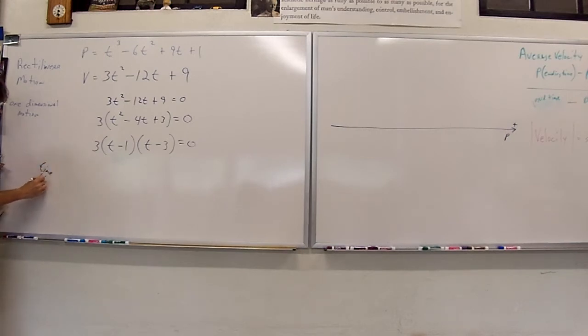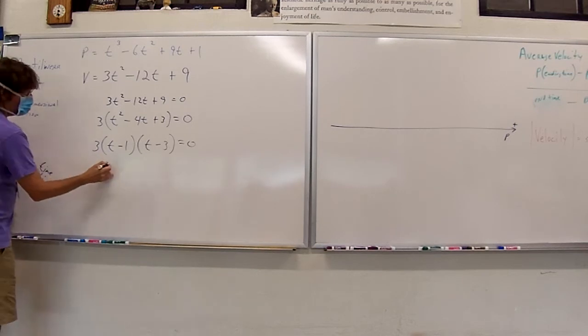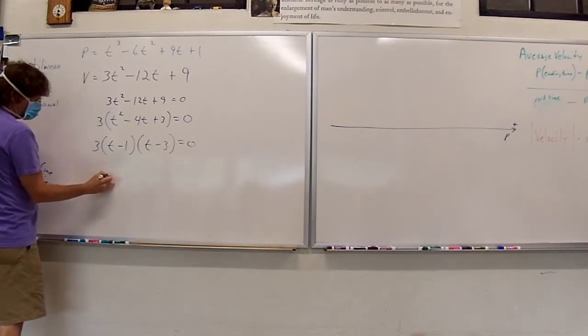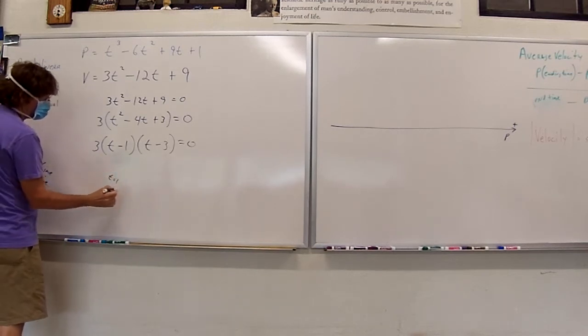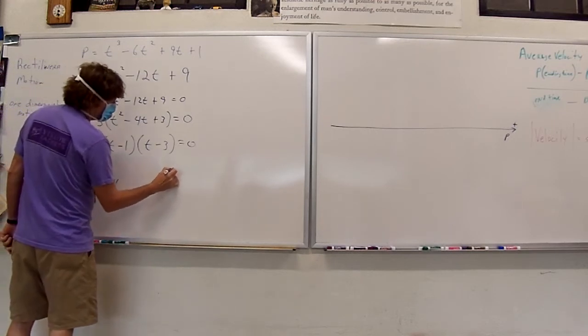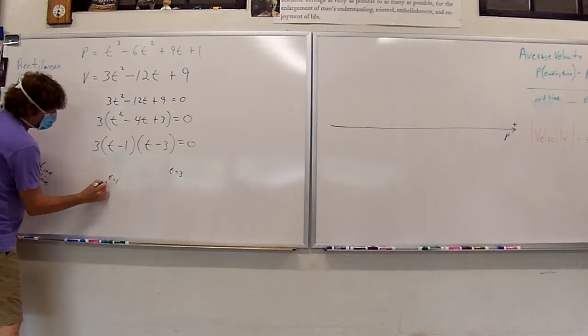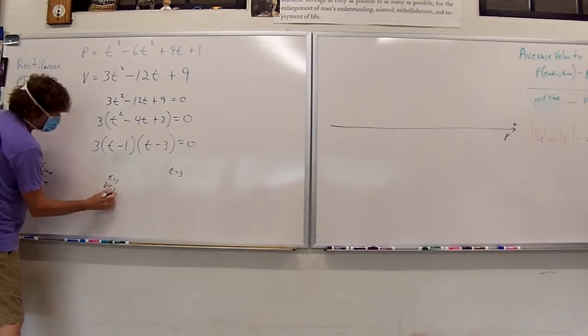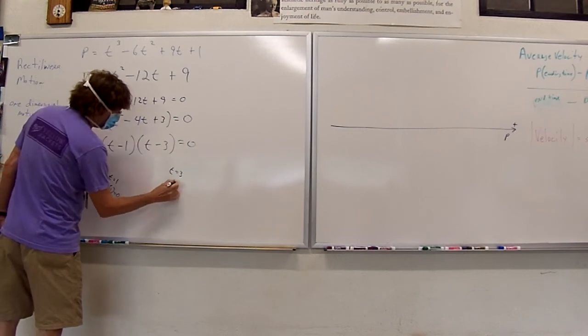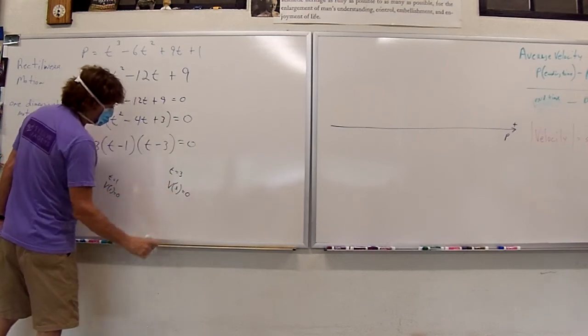Timeline. And on this timeline, I'm going to put t equals 1 and t equals 3, because I do want my times here to go from smaller times to larger times. Now, at that t equals 1, the velocity equals 0. V of 1 equals 0. V of 3 equals 0.